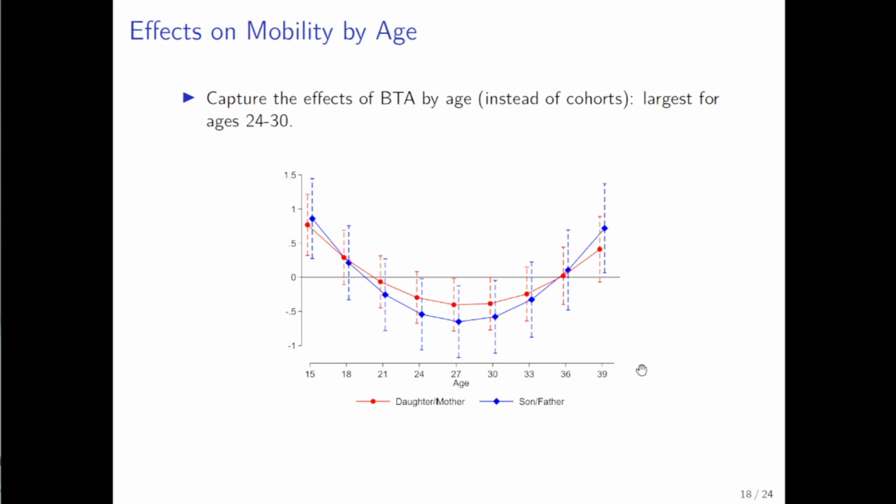If we could also, instead of doing interactions with cohorts, do interactions by age and age square, then we get this nice U-shaped graph showing the effects along with their confidence intervals. And we basically see that the positive impact of the BTA, shown by a negative coefficient, is something we can be confident of for the age group 24 to 30, right? That's when people see this increase in upward mobility.